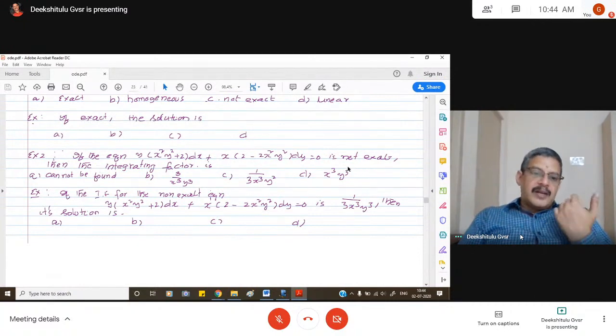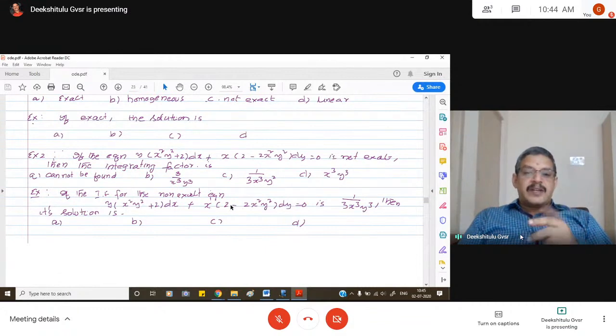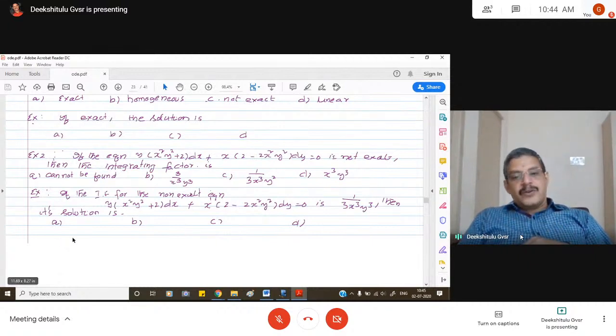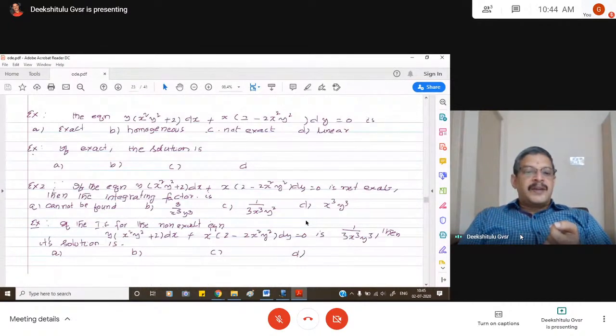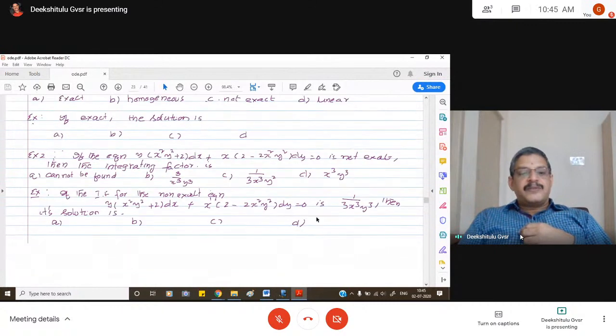That's also over. And then still, the non-exact equation may be given along with its integrating factor. So if the integrating factor for the non-exact equation is so and so, then what is the solution? Then what you have to do? You have to multiply the given differential equation with this integrating factor. The resulting equation will be exact. Then find the solution of the exact differential equation: integral of M dx plus integral of terms independent of x in N with respect to y is equal to c.